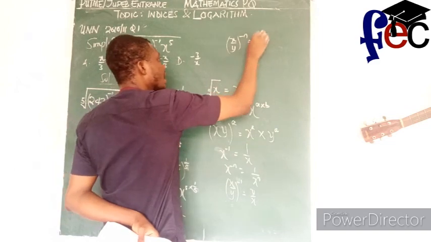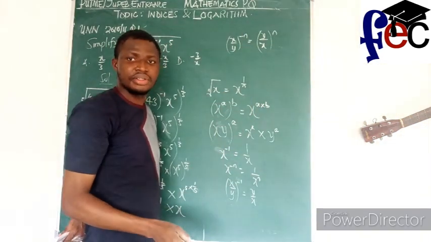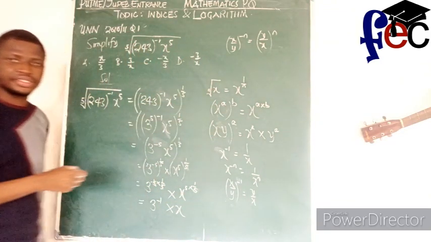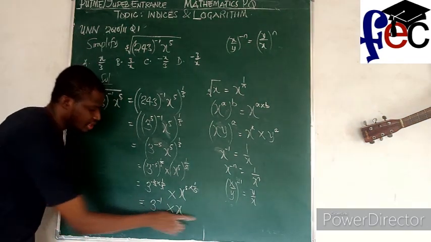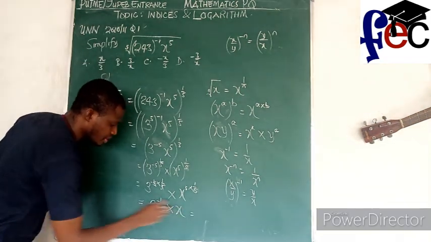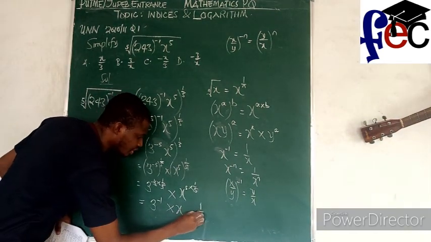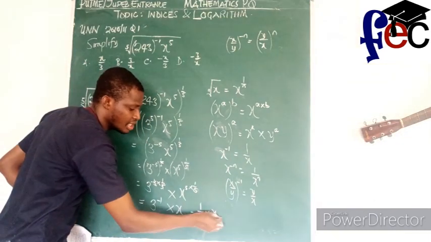So you have (y over x) all raised to power n, the negative sign is gone. You use the negative sign to take the reciprocal of the base. Alright? So in this case, this one cannot be written as what? This 3 raised to power minus 1 will now be written as 1 over 3 multiplied by what? x. And this x is the same thing as x over 1.